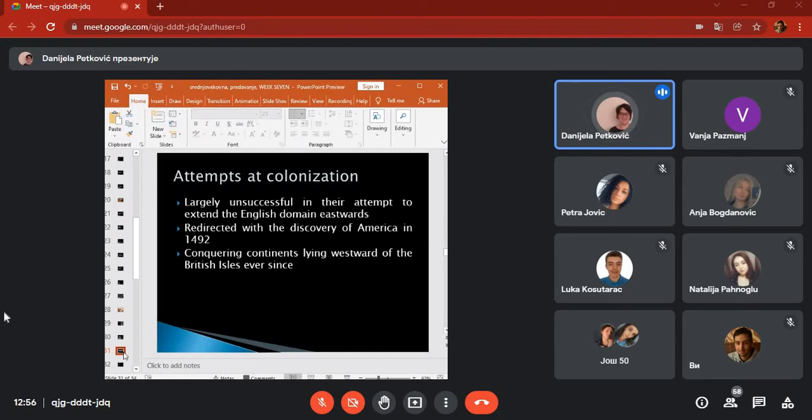These were actually all ultimately, so they served the function of securing the position of the Roman Catholic Church, especially in relation to the Orthodox Church. They served the function of persecuting heretics, heathens, basically eliminating the other, quite literally, quite physically, quite materially. And they also, for the English kings, served as attempts at colonization, and they were largely unsuccessful. And historically speaking, Great Britain, England, has always been unsuccessful in attempts to spread eastwards. It was redirected with the discovery of America in 1492.